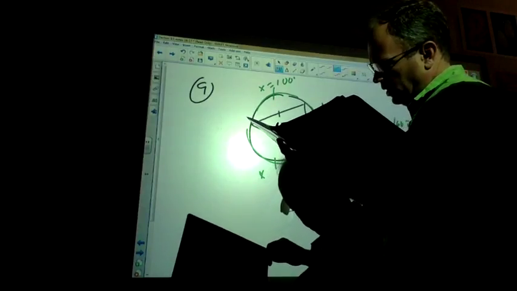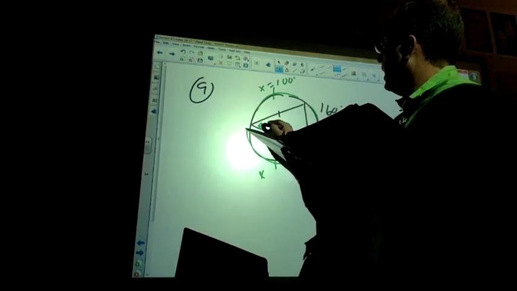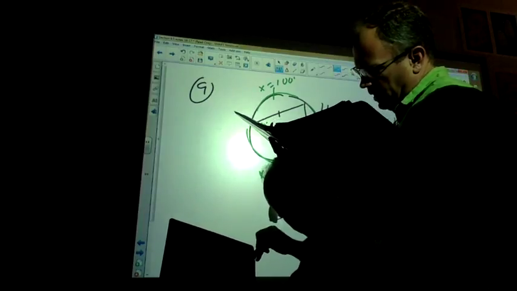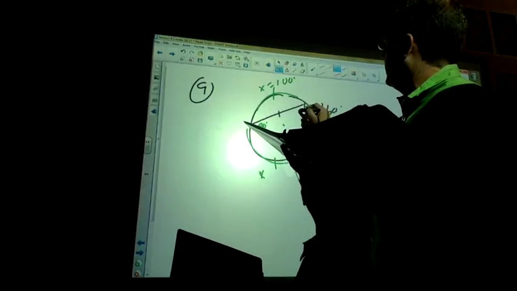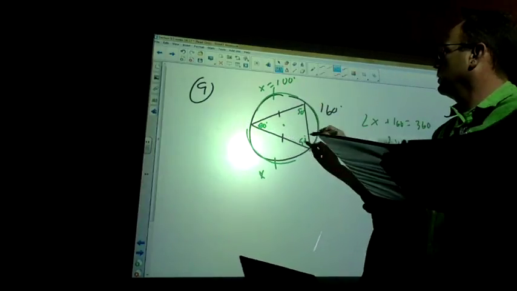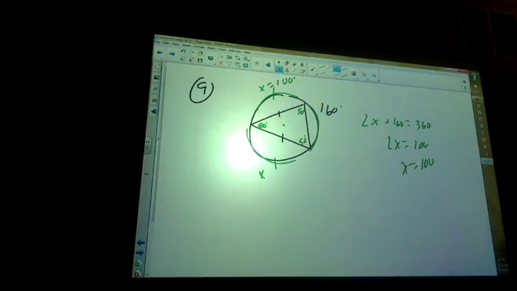Angle x, which is that, would be 80 degrees because it's half of that. Angle y would be 50 degrees and 50 degrees. All right? What else we got from the homework?